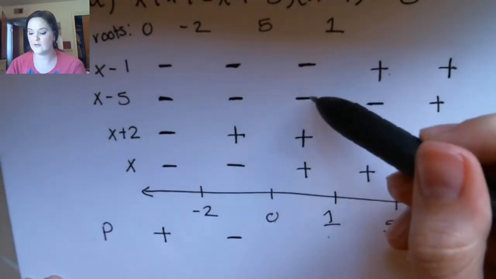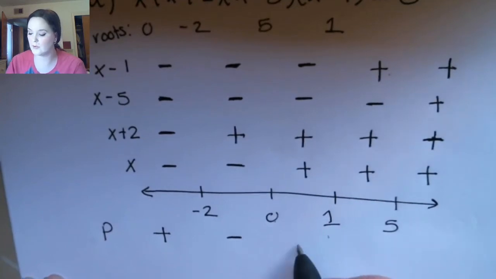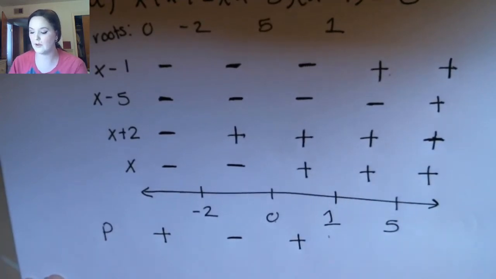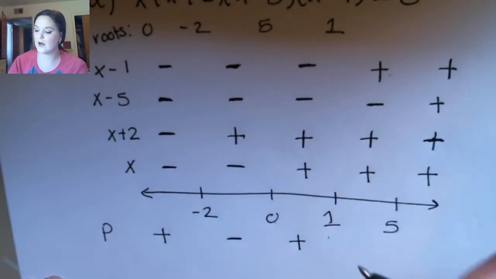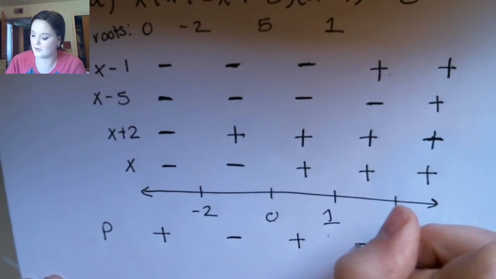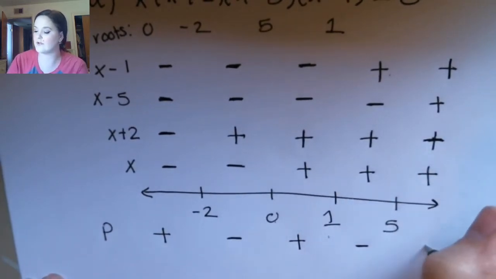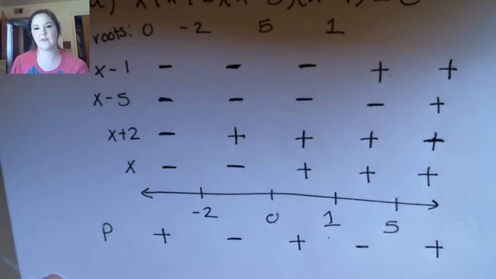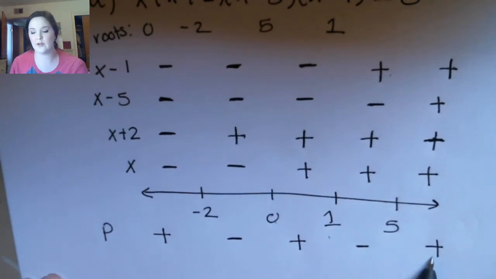Okay, here we have 2 negatives, 2 positives. If we multiply those, we'll get a positive number. Here we have 3 positive numbers and a negative number, that would be negative. And here, all positive numbers, that will be positive. Okay, so this is the sign chart for the polynomial itself. This is the sign chart for each factor, and this tells you the sign for the overall function.